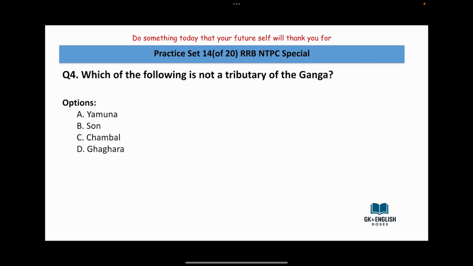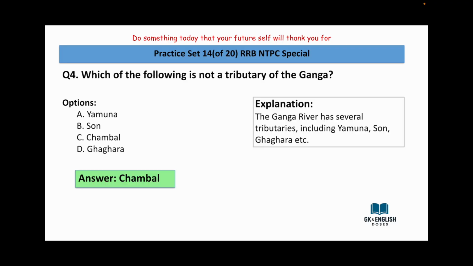Which of the following is not a tributary of Ganga? Yamuna, Son, Chambal, Ghagra, and the answer is Chambal. So the Ganga river has several tributaries including Yamuna, Son, Ghagra, and Chambal is actually a tributary of Yamuna.